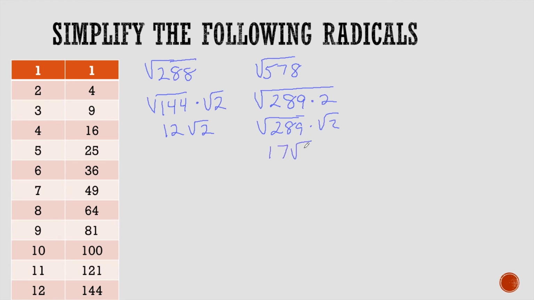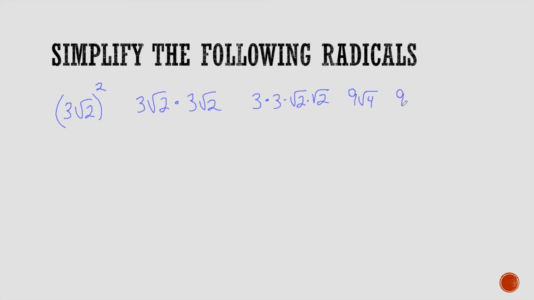So we get 17 root 2. Now how about if we have 3 root 2 and we want that squared? Let's try this without a calculator. This is going to be 3 root 2 times 3 root 2. We put the numbers that are outside the radicals together, numbers inside the radicals together, and now you're allowed to multiply. So 3 times 3 is 9. Root 2 times root 2 is root 4. So it's 9 times the square root of 4, which is 9 times 2. So our final answer is 18.